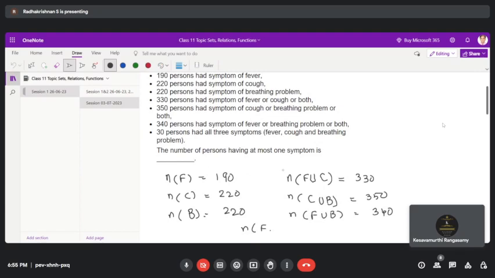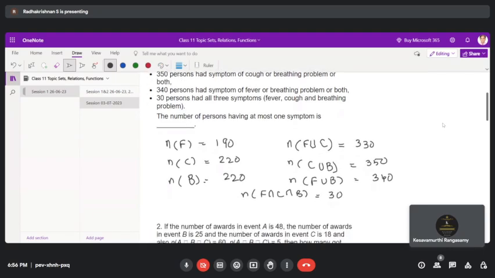So all three symptoms means intersection. If there are two sets, the intersection means those elements belong to both the sets. So all three symptoms, they have to have fever, cough, and breathing problem. F intersection C intersection B is 30. Now, number of persons having at most one symptom.